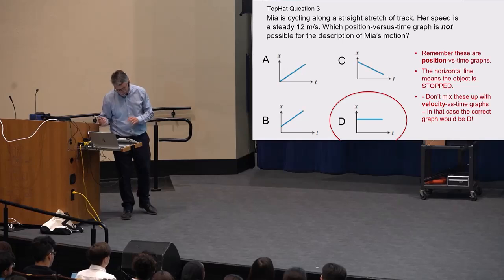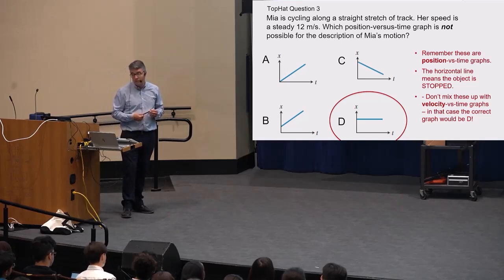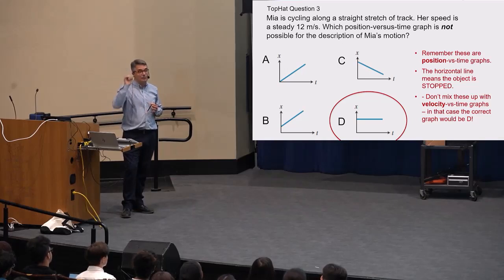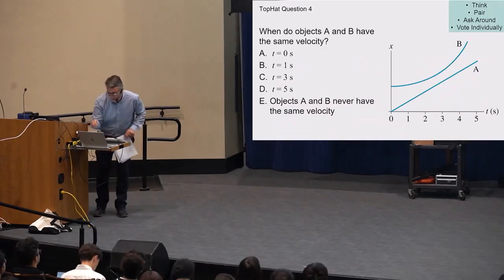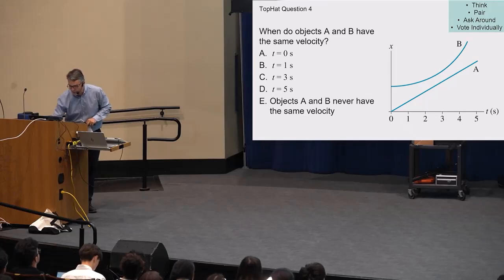So these are position versus time graphs. You can also make a velocity versus time graph, in which case, if it was v versus t, I think the only correct answer would be D. This next one is all about instantaneous velocity.